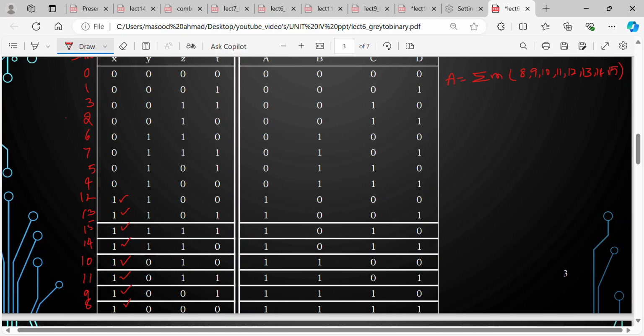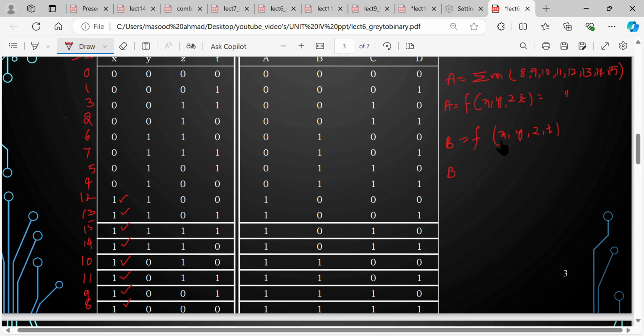If I keep these values in the K-map, then I'll get the expression for a in terms of x, y, z, t. So we are going to get the expression for a. Similarly, we look for b. B is a function of the same x, y, z, t. All outputs are functions of inputs.